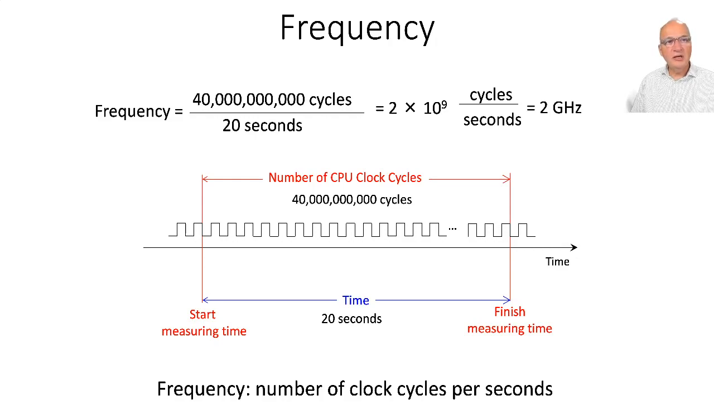This is what gigahertz means. So when I say that a processor runs at a frequency of 2 gigahertz, I'm saying that in that processor there will be 2 times 10 to the 9 cycles in each second.